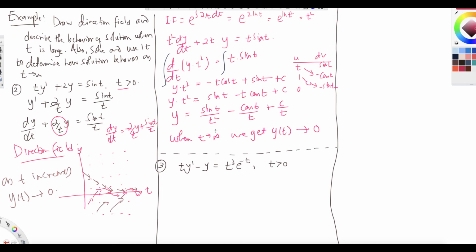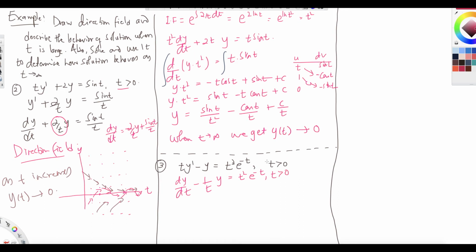Okay, let us do one more example on this. As in the previous one, you divide by t and get y prime by itself. So you get dy over dt minus 1 over t times y equals t squared e to the negative t. Again, here t is greater than 0.